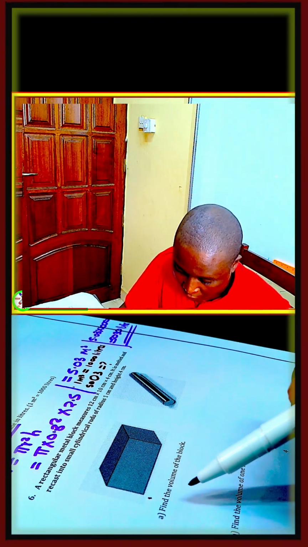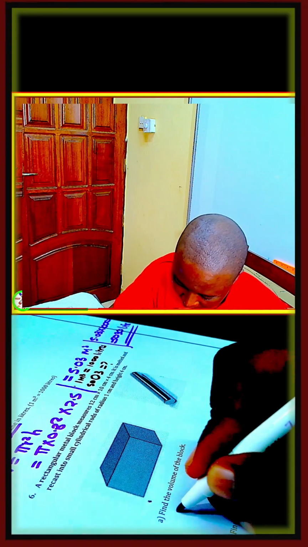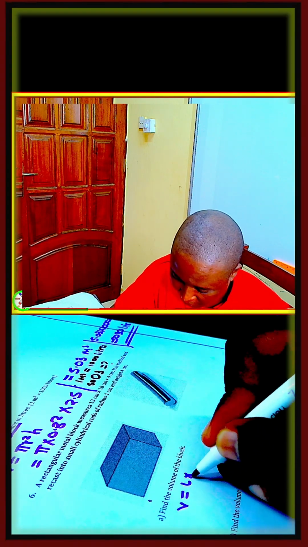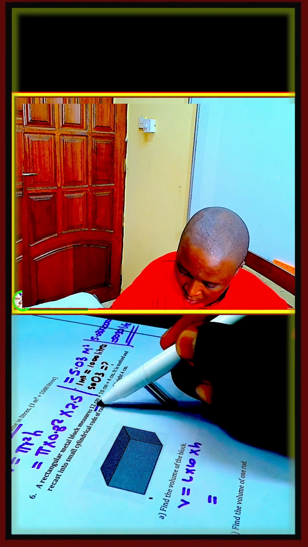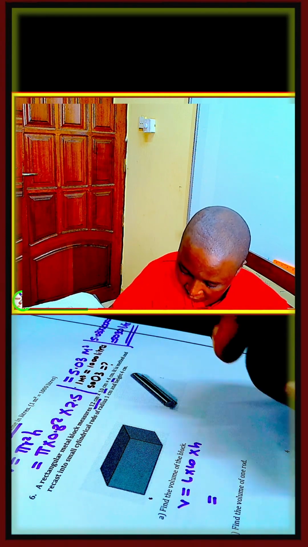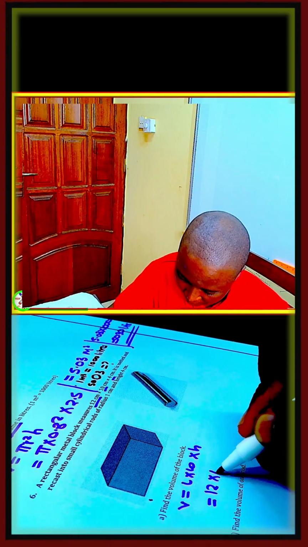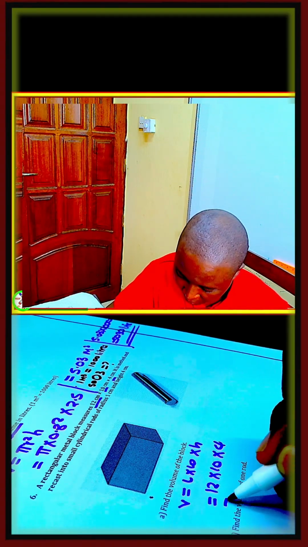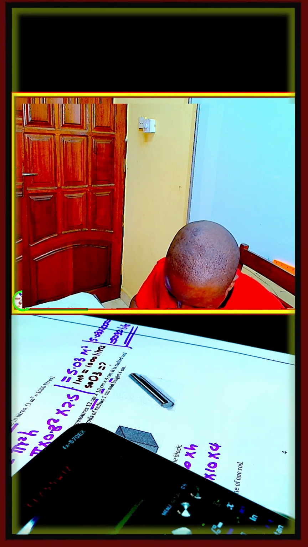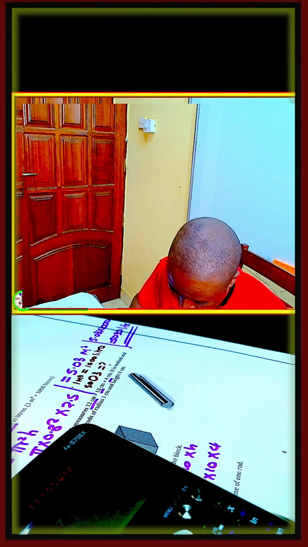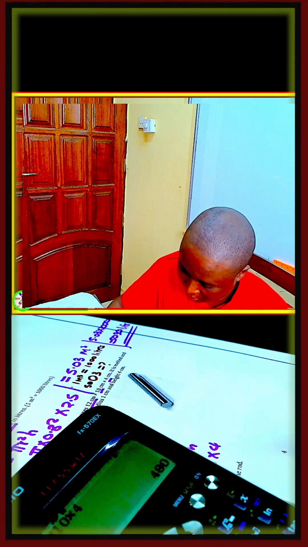In this question, students were told to find the volume of the block, and the volume of the block can be obtained from the formula length times width times height, because we are talking about a cuboid measuring 12 by 10 by 4. So if you work it out, 12 times 10 times 4 is going to translate to 480.